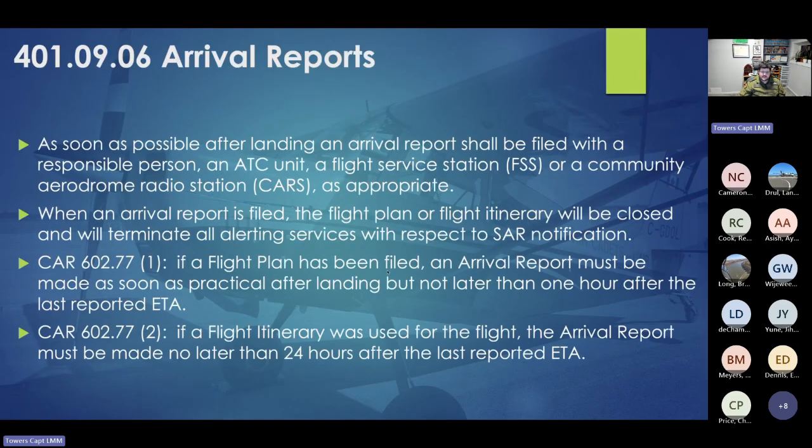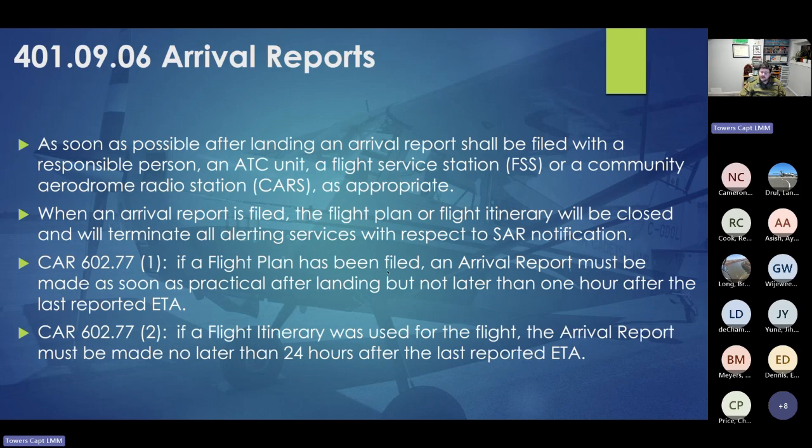All right, arrival reports. As soon as possible after landing, an arrival report shall be filed with a responsible person, an ATC unit, a flight service station, or a community aerodrome radio station, as appropriate. When an arrival report is filed, the flight plan or flight itinerary will be closed and will terminate all alerting services with respect to the search and rescue notification. If a flight plan has been filed, an arrival report must be made as soon as practical after landing, but not later than 1 hour after the last reported ETA. And if a flight itinerary was used for the flight, the arrival report must be made no later than 24 hours after the last reported ETA.